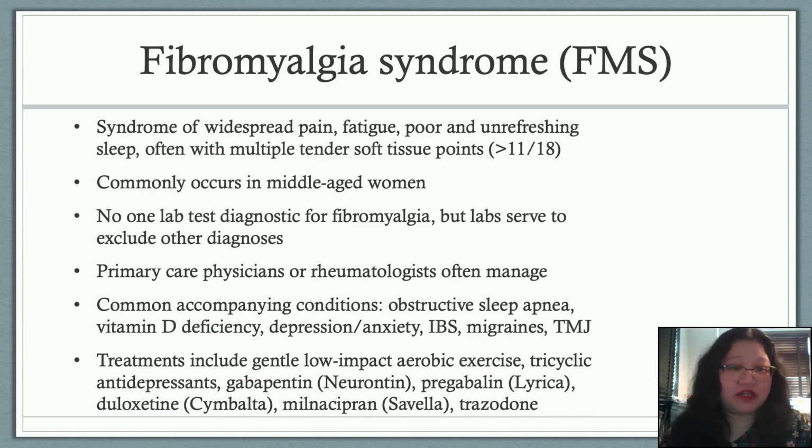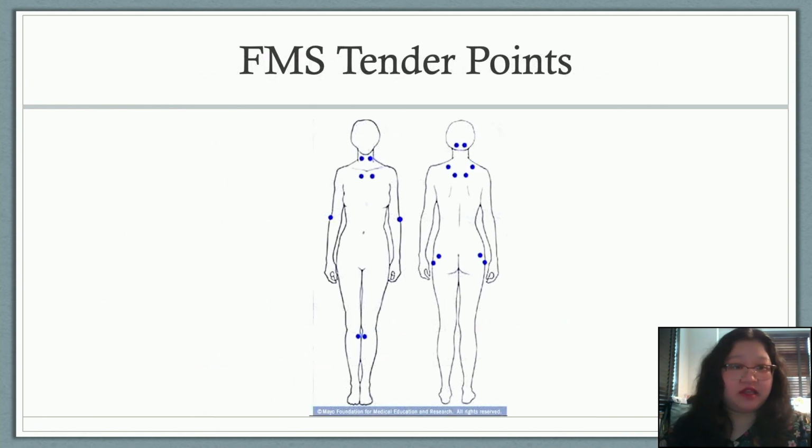If you have a lot of accompanying conditions like migraines, irritable bowel syndrome, anxiety, depression, TMJ syndrome, that oftentimes will correlate with having fibro. And then to treat this, you often do a low impact aerobic exercise program. Things like gabapentin, Lyrica, Cymbalta, Savella can be used to treat it. And again, these are just tender points that people usually will press on when they're examining you to help diagnose the fibro.